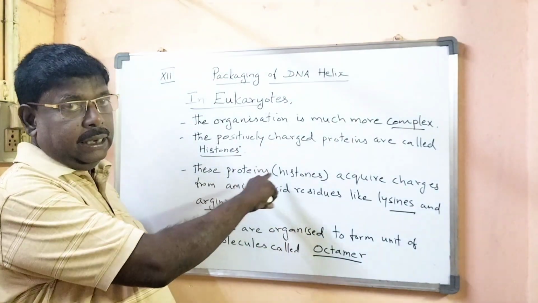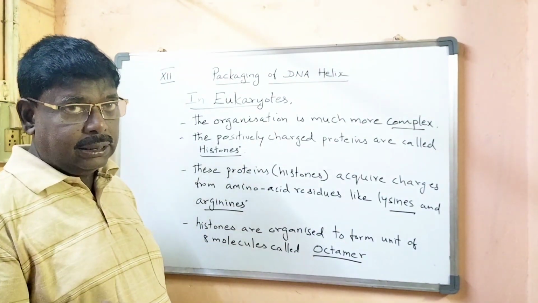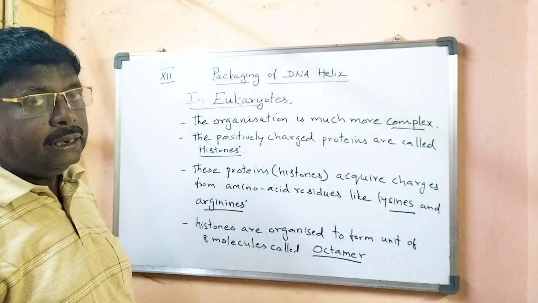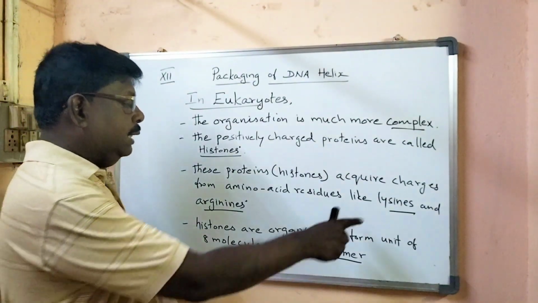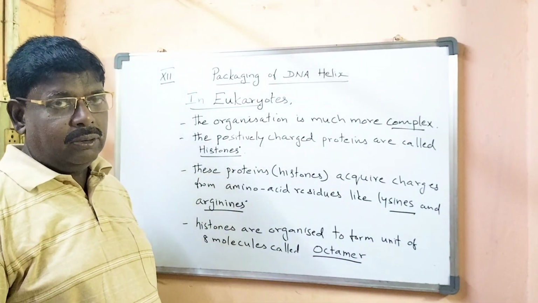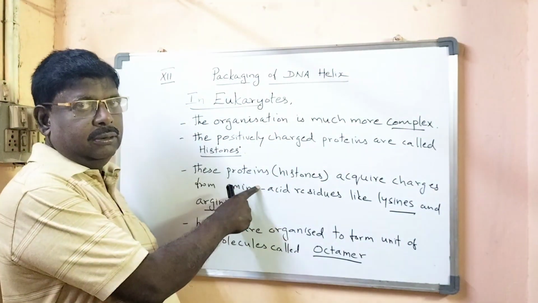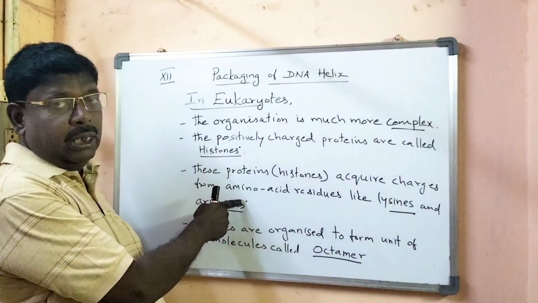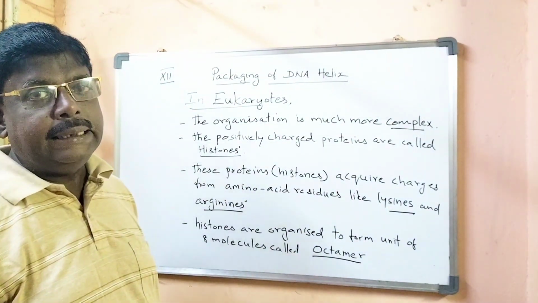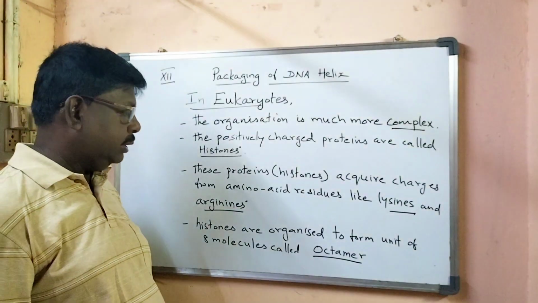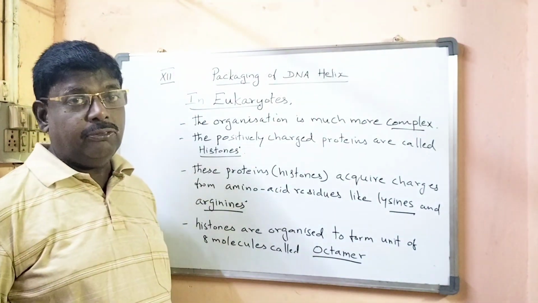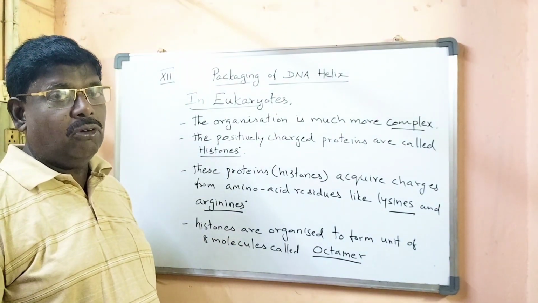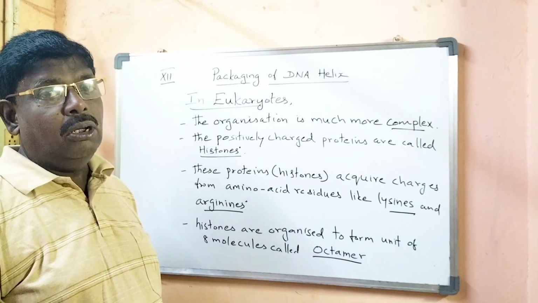These proteins, that is histones, acquire their charges from amino acid residues like lysine and arginine. These lysines and arginines are positively charged. Histones are organized to form an 8 molecule structure called octamer.